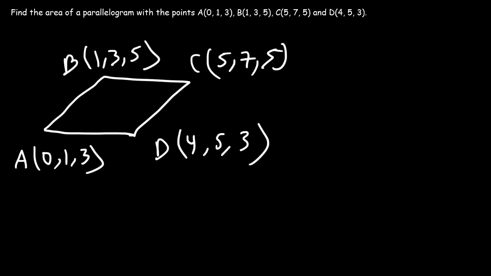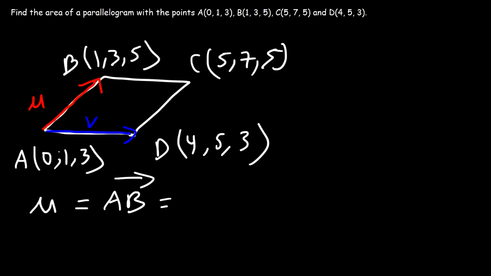So how can we use these points to find the two vectors that we need? Vectors u and v. Vector u, let's define it as starting from point A going to point B. And vector v, we're going to define it as starting from point A going to point D. So we can say that u is the same as vector AB.